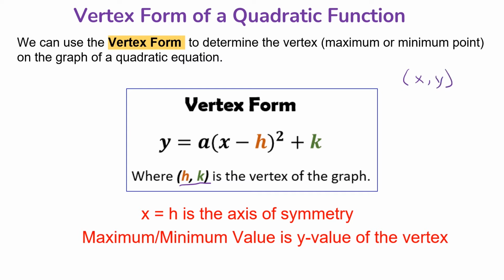And so we could say that our h is really the x value of the vertex, and then the k is really the y value of the vertex. Now the axis of symmetry is just the x value of the vertex, so we could say that the axis of symmetry is x equals h, or we would just plug in whatever h is from our vertex form, and our maximum or minimum value is the y value of the vertex. So let's go ahead and try some problems using this form.